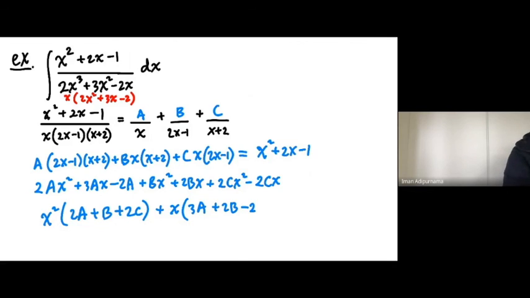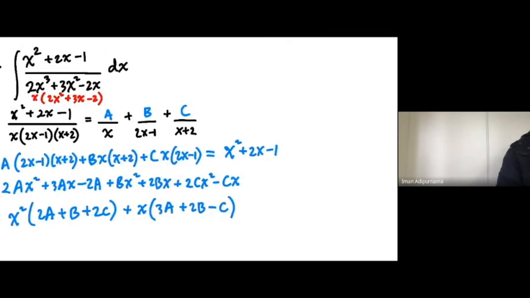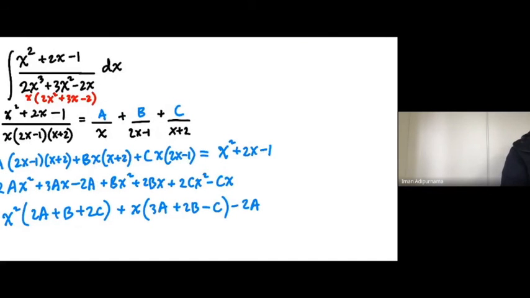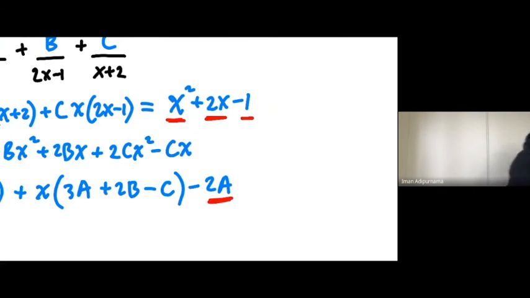Oh, wait. It's wrong. It's x. And then we have minus 2a, only minus 2a. So x squared, x, and the constant. Based on our findings, the only constant is 2a, right? So 2a is the same as this constant. So a is half.